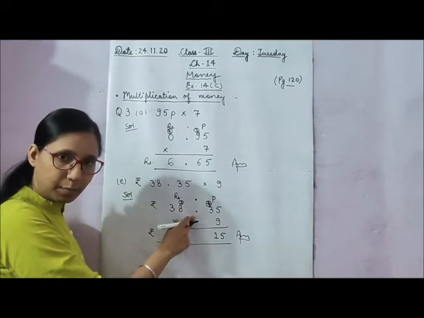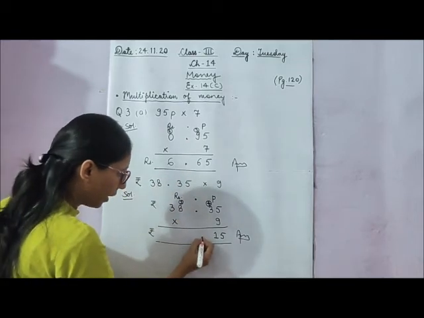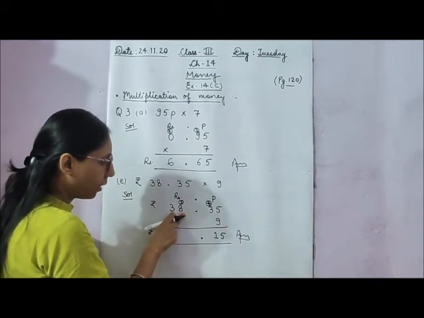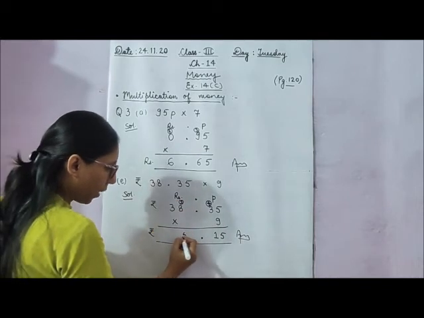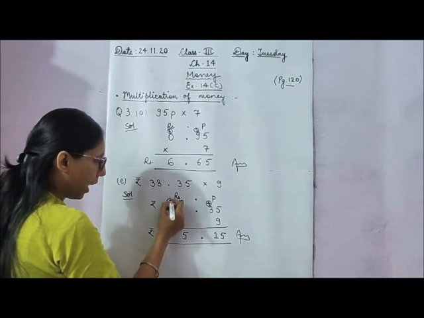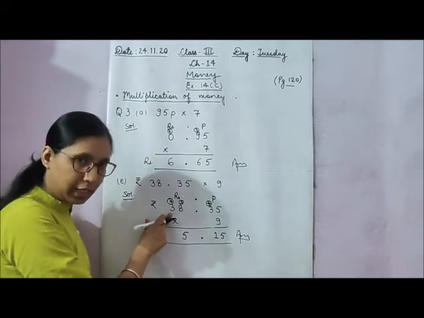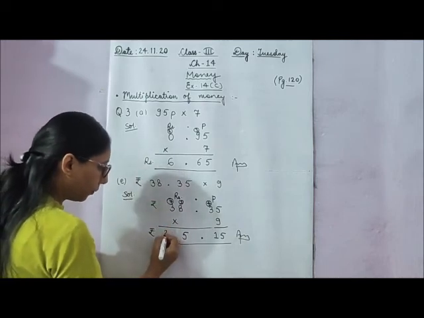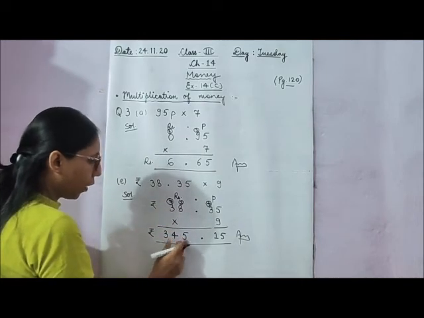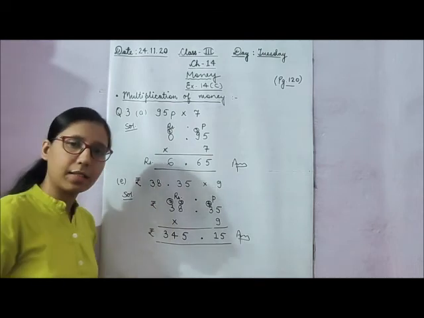Now there is a decimal point, so we will place the decimal point here. 9 times 8 is 72, 72 plus 3 is 75. So 5 here, 7 carry forward. 9 times 3 is 27, 27 plus 7 is 34. So 345 rupees and 15 paise is the answer.